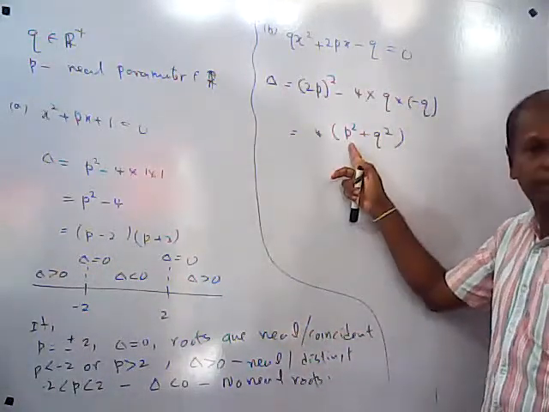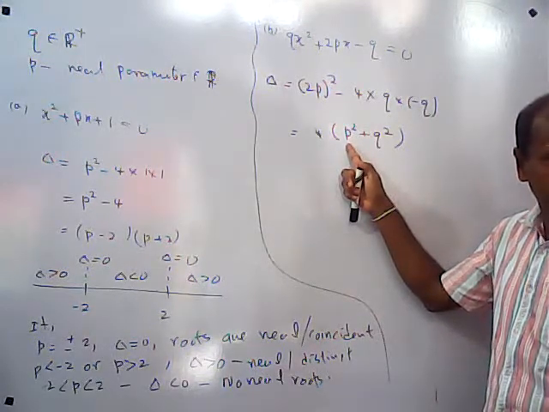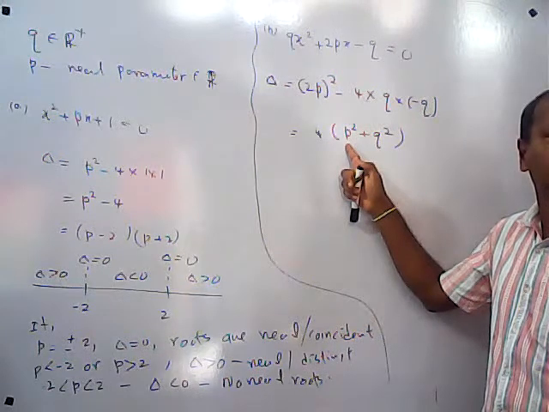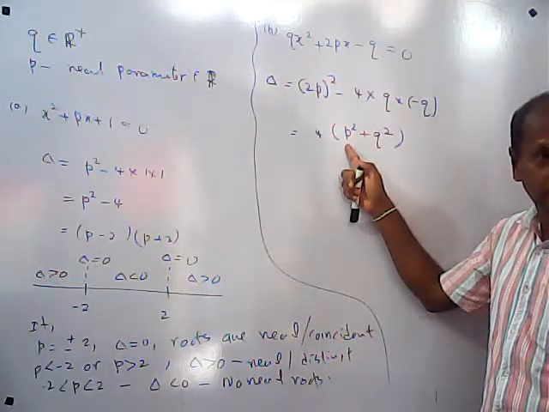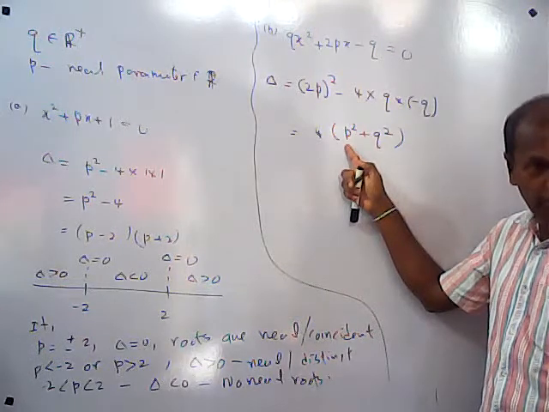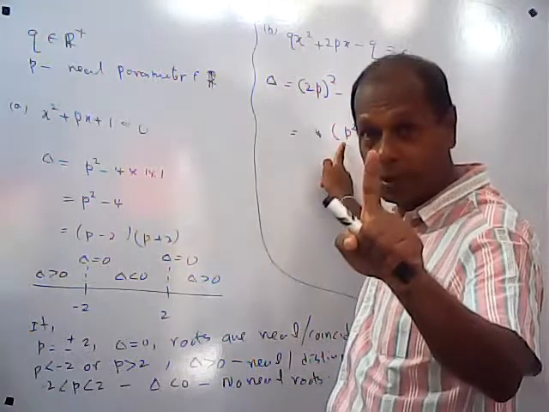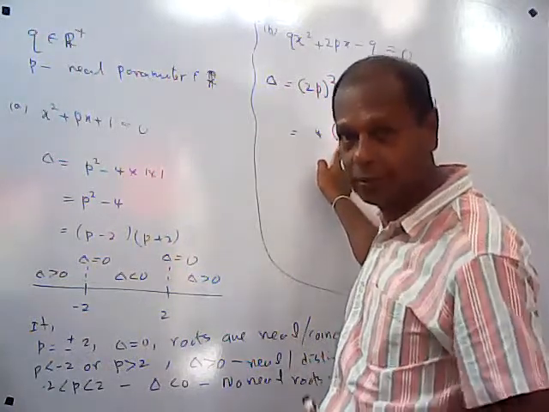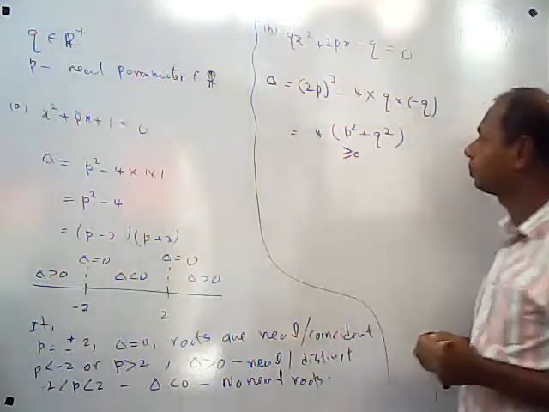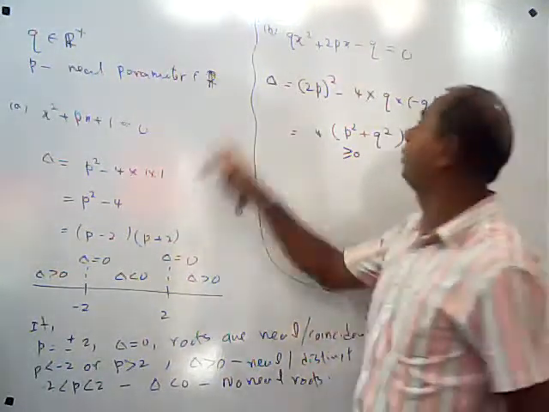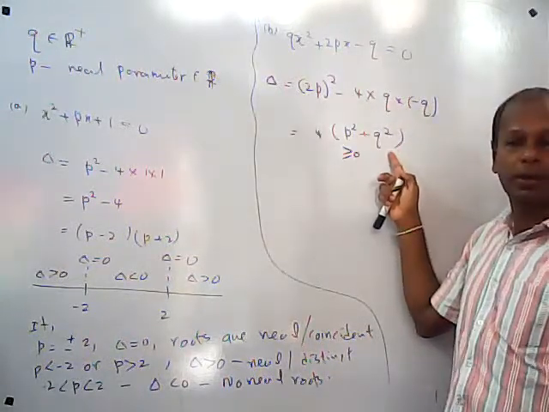What about p square? The square, it can be greater than 0. Can't it be equal to 0? It can be equal to 0, right? P square is greater than or equal to 0. No problem. That means that p can also be 0, right? What about q square?